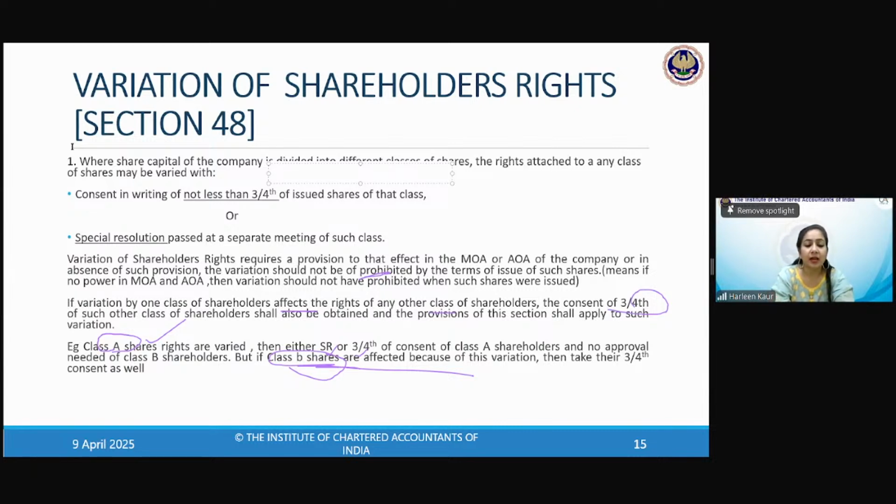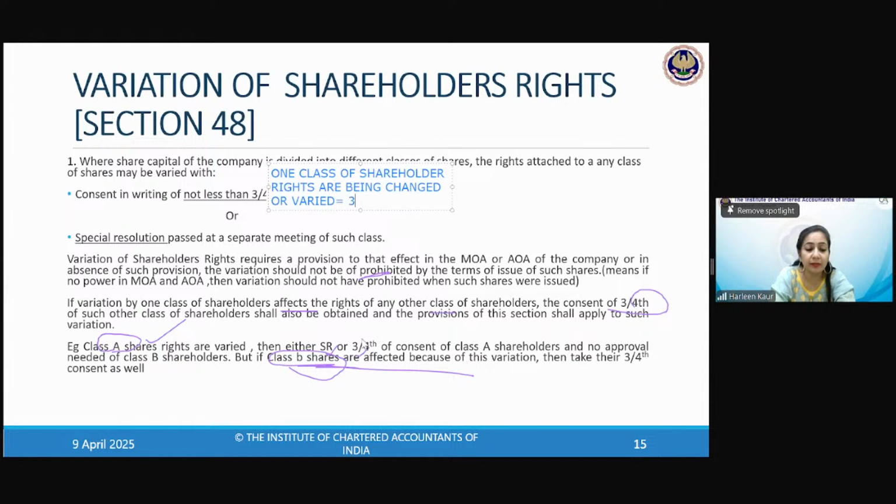Third point says, one class of shareholder rights are being changed or varied. Then, ma'am, what do we need to pass? If any class of shareholders' rights are being varied or changed, what do we need to pass? Quickly tell me. SR or don't say simply SR, Rajveer and Soumya. Anubhav is correct. Deepika, don't say only SR.